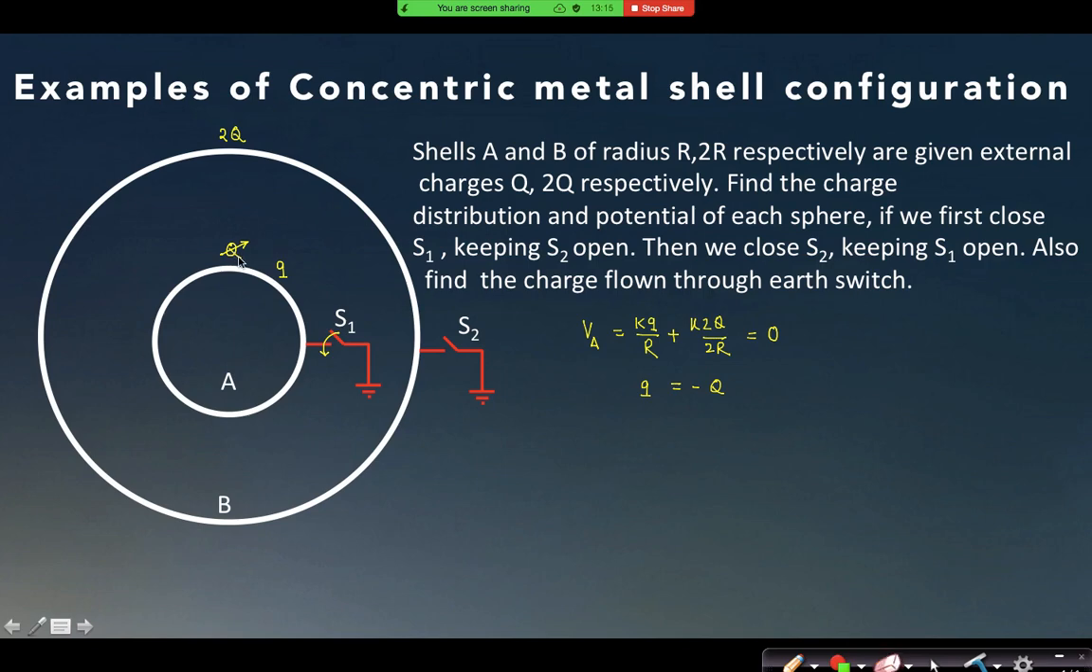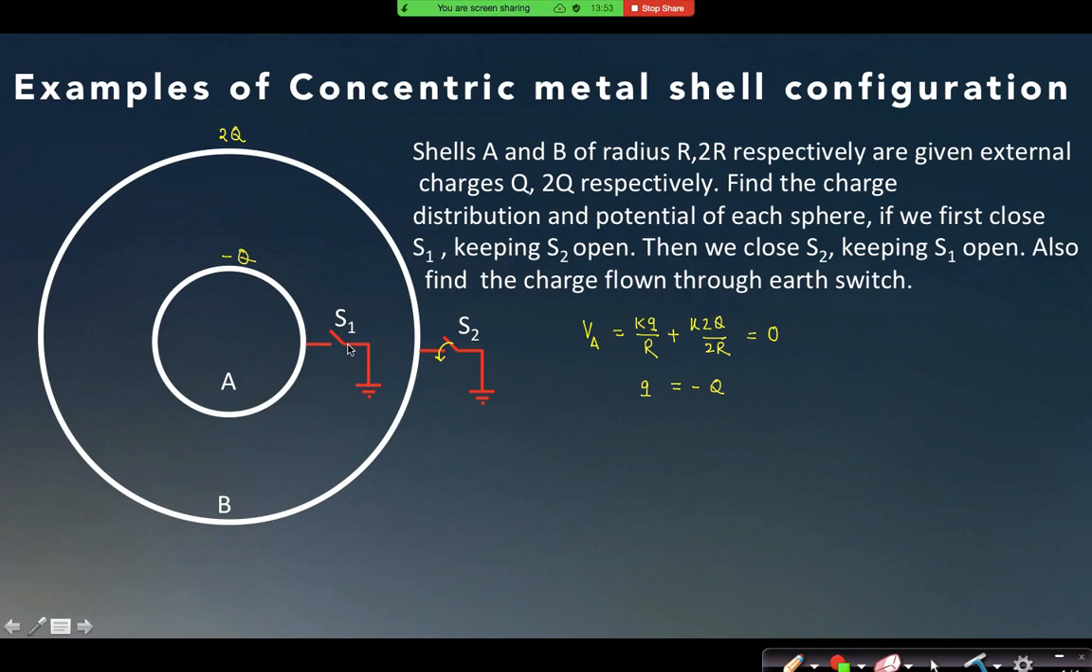When we earth the shell, will the charge on it not become zero? Now net charge is not zero. When you earth something, the potential will become zero. That does not mean that charge will always become zero, right? So now we can assume that the charge on shell A is minus Q. For the next operation, the charge on shell A is minus Q and the charge on shell B was 2Q, but now I am closing the switch S2, with S1 being open.